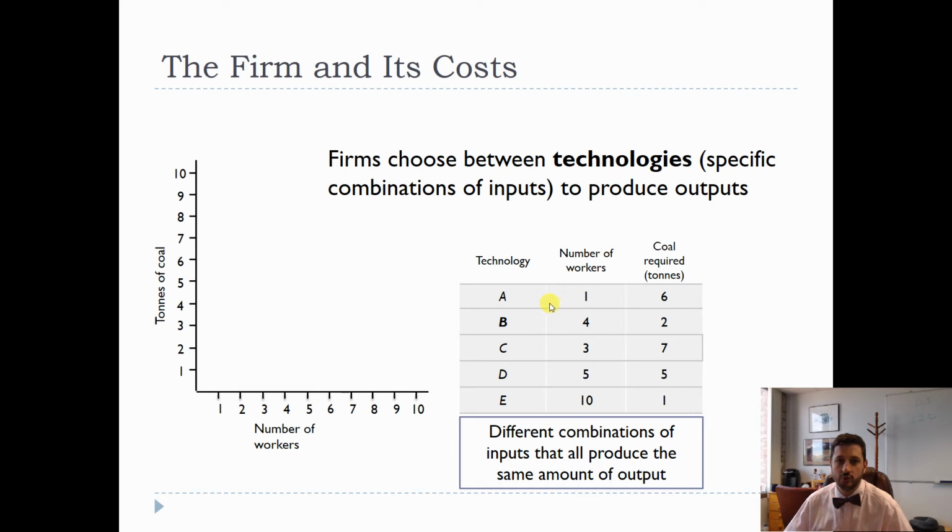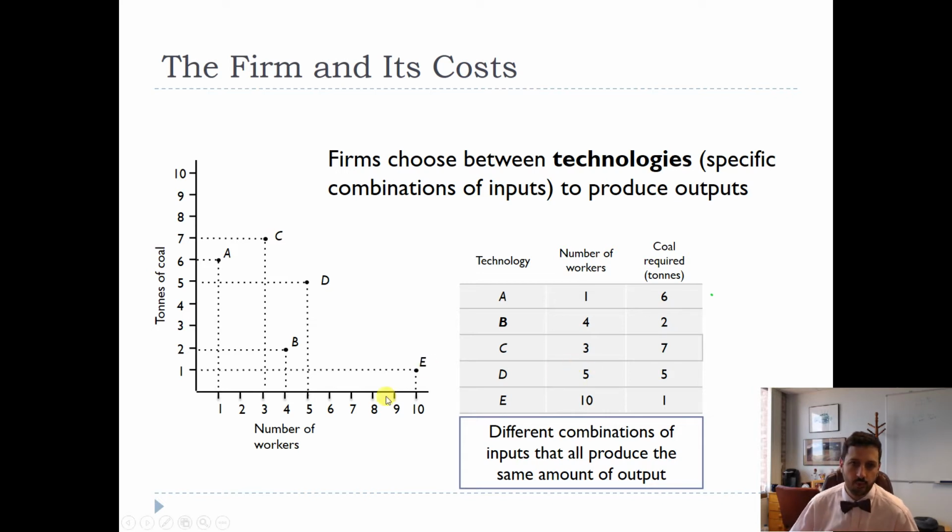So we can use at point A, 1 worker and 6 tons of coal. At point B, we can use 4 workers and 2 tons of coal, etc. So we can graph those in our model, and we can see that some of these options are not so good. So let's look at point C and point A, for example.